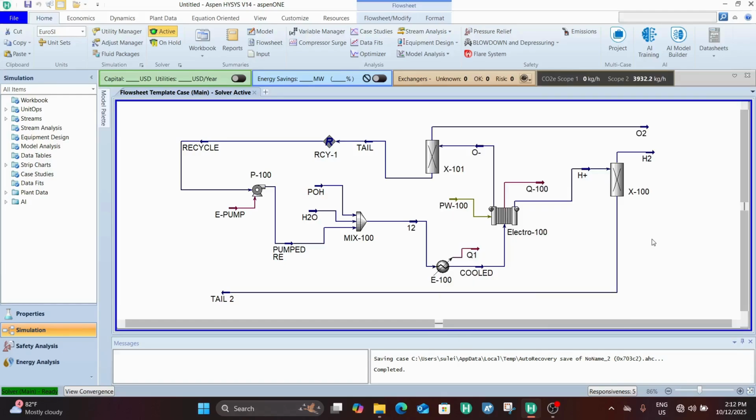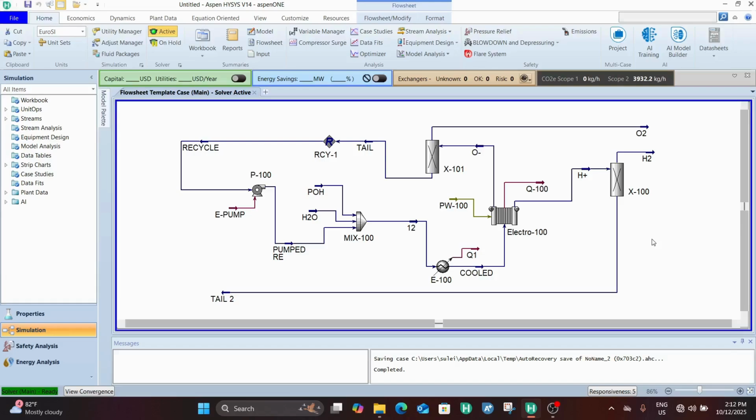For the PEM electrolyzer, we need to understand that in our previous content, what we had was the alkaline water electrolysis. For that type of electrolysis, we had to add an electrolyte, which was potassium hydroxide, and the reason for that was to improve the conductivity of water for electricity.